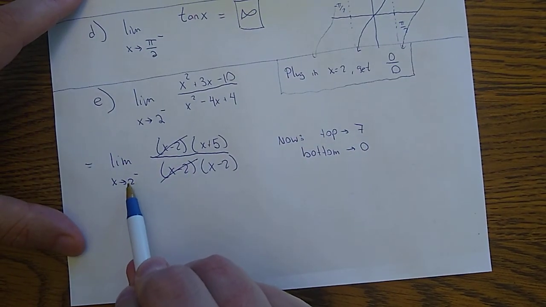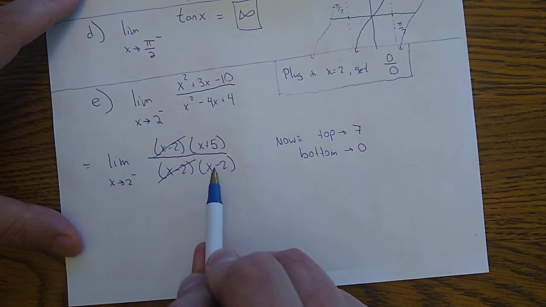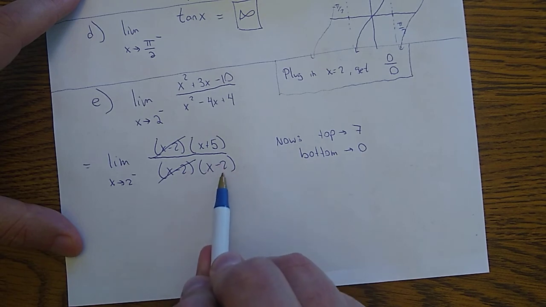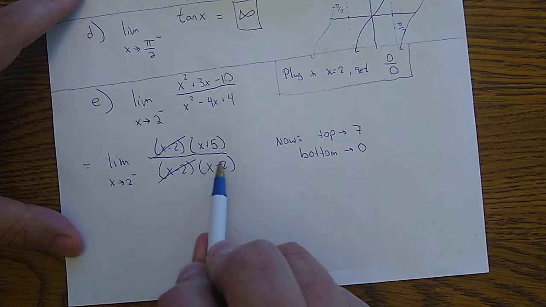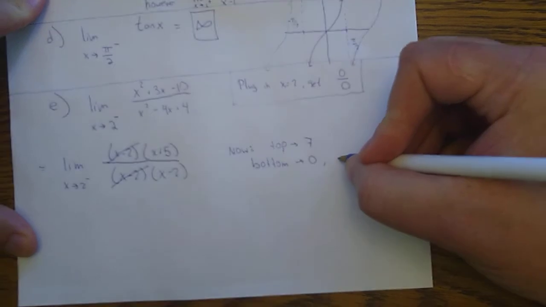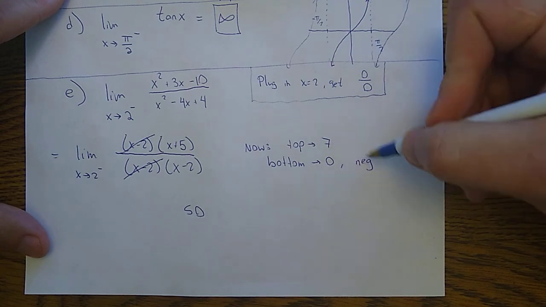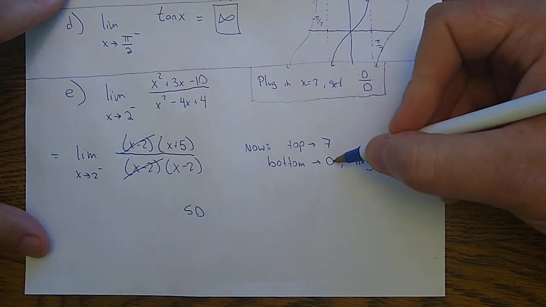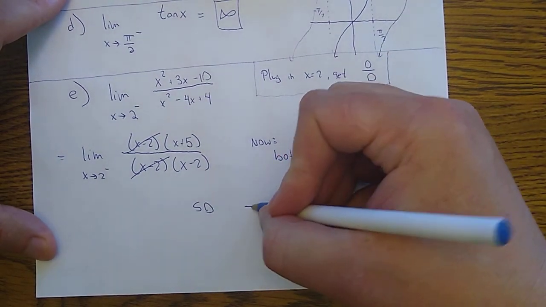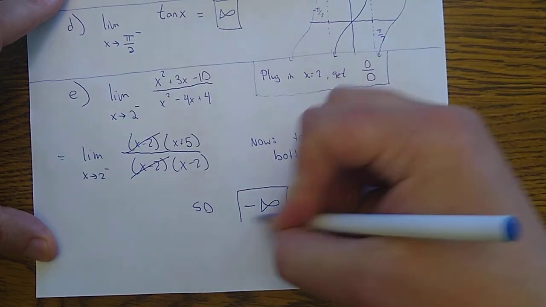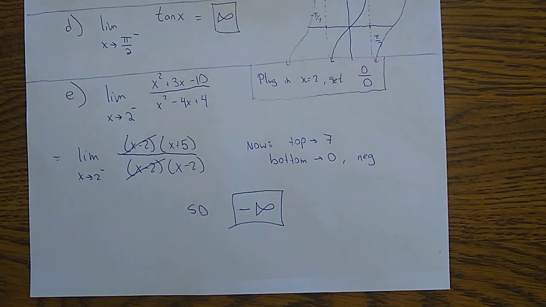And since this is a limit as x goes to 2 from the left, so x is a little bit smaller than 2, I would say that the bottom is a negative number. So what happens if I take positive 7 and I divide it by a negative number that's close to 0? I'm going to get a limit of negative infinity. Okay, so let me call that a video.